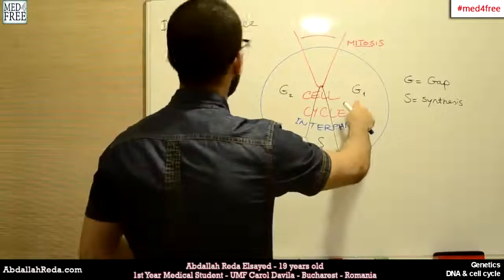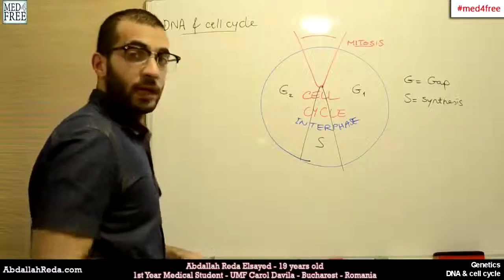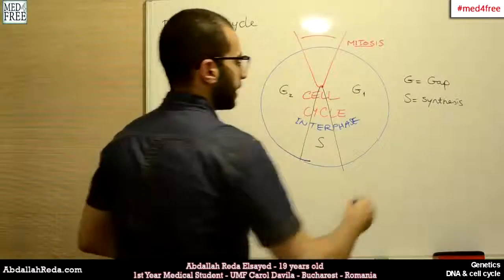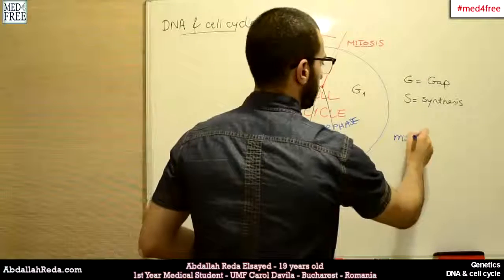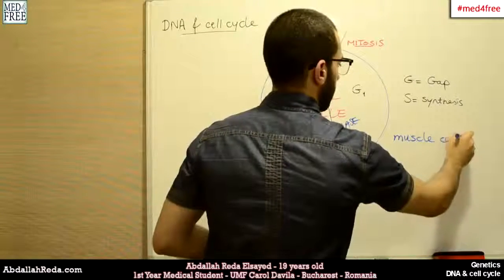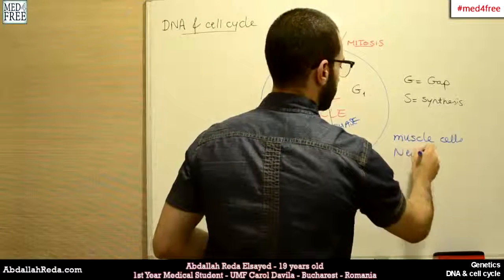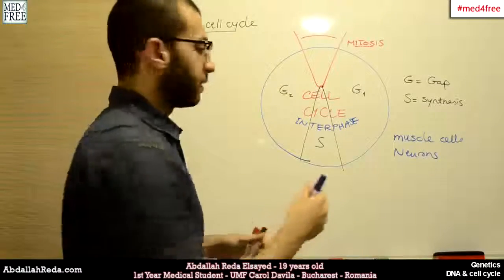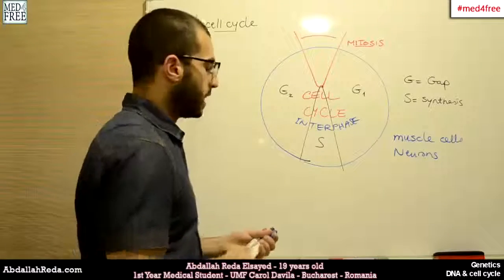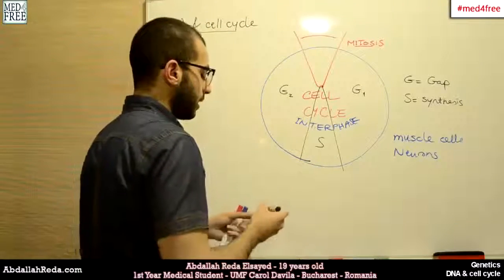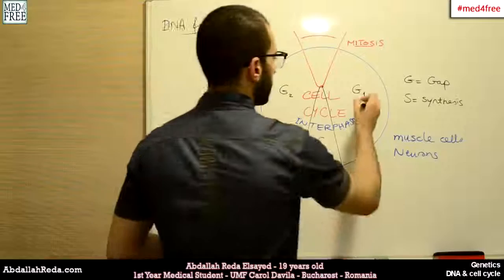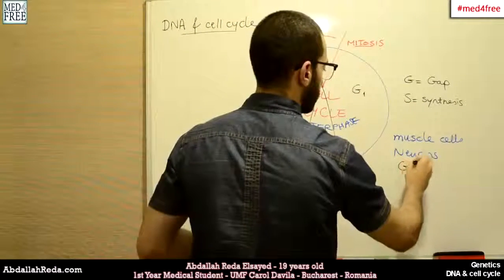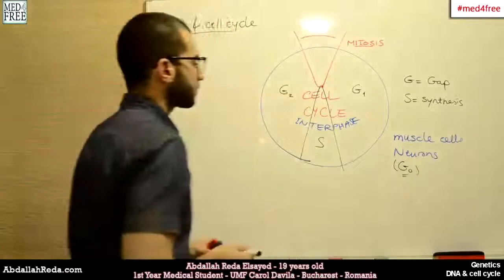In the G1, the DNA is very stable, and for cells like muscle cells and neurons, the cell becomes stable for a very, very long time, maybe for the whole lifetime, and they are said to have a special G1 phase called the G0 for such cells.